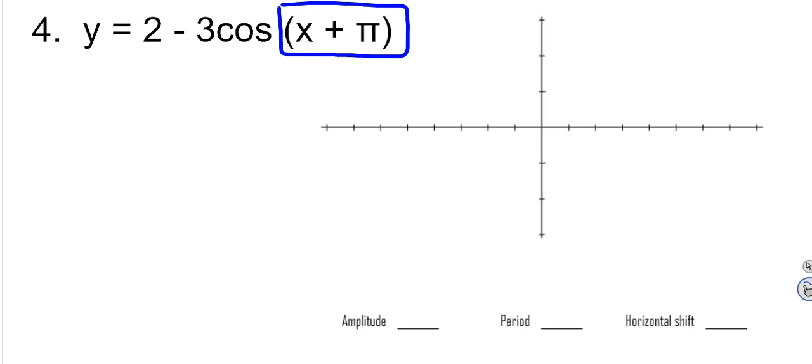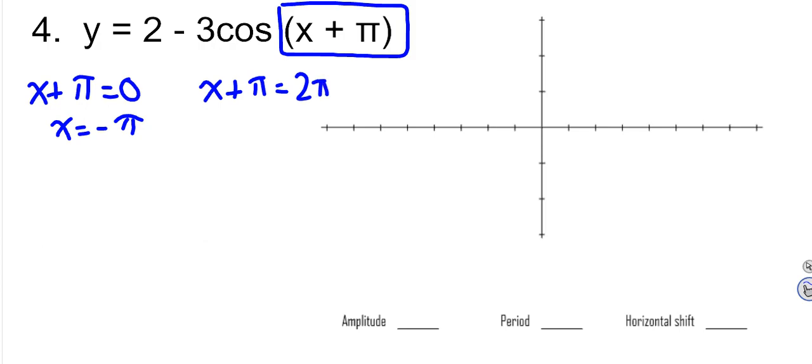So if x has company, we know what we're going to do. We're going to take x and the company, and set it equal to 0 to find where we start. Oh, we're going to start at negative pi. We're not even going to start at 0. We're going to start at negative pi. So that'll be fun. And we're going to set it equal to 2 pi to see where we end. So we subtract pi. 2 pi minus pi is just plain old pi.